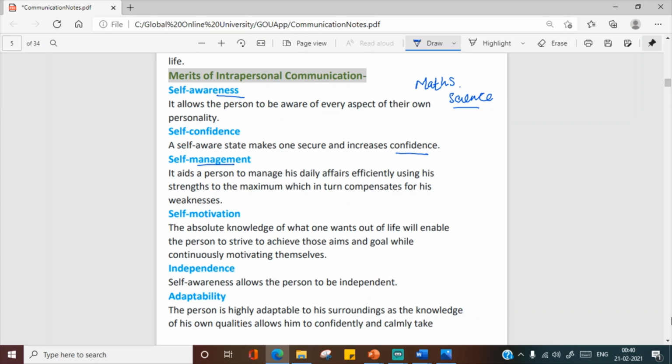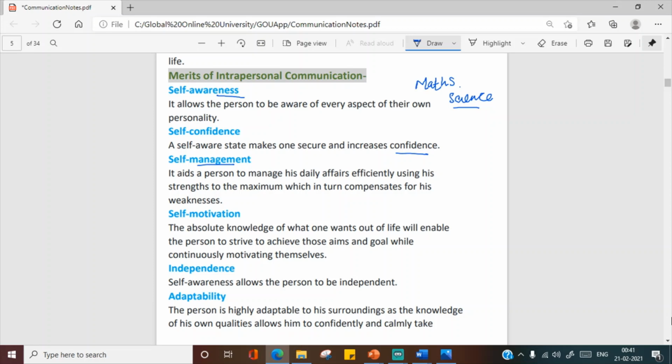Self motivation. Sometimes we motivate ourselves. For instance, you have an examination and you have very low confidence. You think, okay, I am just not going to succeed in this examination, I will fail. But when you say to yourself, no, I can do it, I will work hard, I will clear this examination, UGC NET is my dream, if I work hard I can clear it. So this is self motivation that comes from intrapersonal communication.